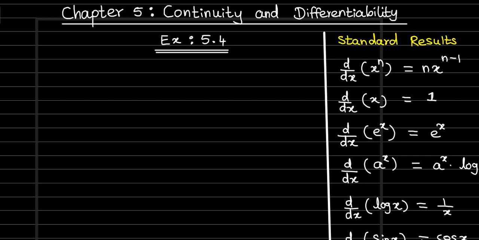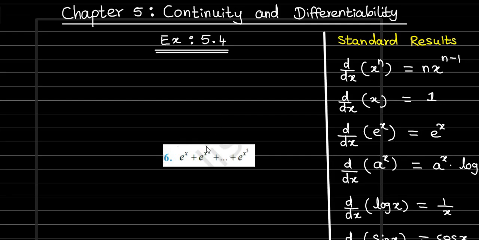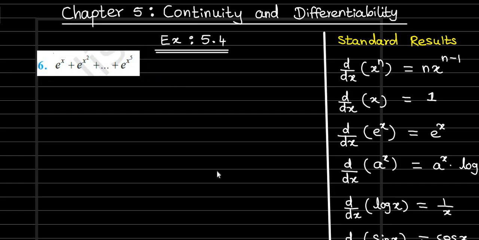In this video, we are going to see for CBSE Maths Grade 12 Standard Chapter 5, Continuity and Differentiability in Exercise 5.4, sixth sum. Differentiate the following with respect to x, and the given function is e power x plus e power x square up to e power x power 5. So this particular function we are going to differentiate, that too with respect to x. The function is in terms of x and the differentiation is also with respect to x only.